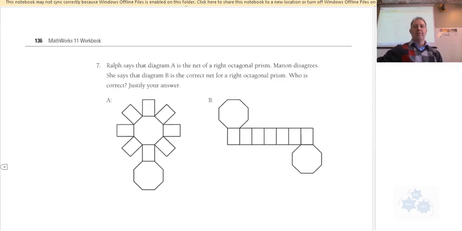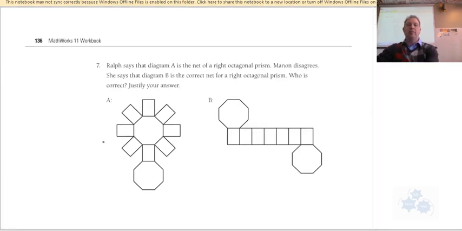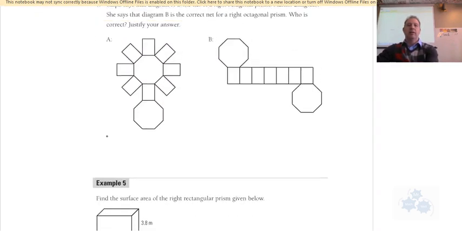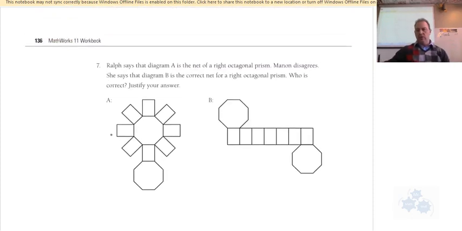Okay. All right. I will let you do number 7 on your own. Tell me which one of these is correct, or if they're both correct, or if neither are correct, and try to explain why. If you need a piece of paper and you actually want to trace this out and cut it up and see if you can make it into a right octagonal prism, then go ahead, but take a few minutes to finish that off.